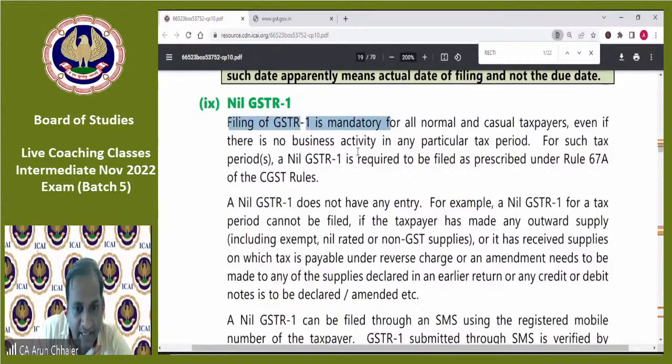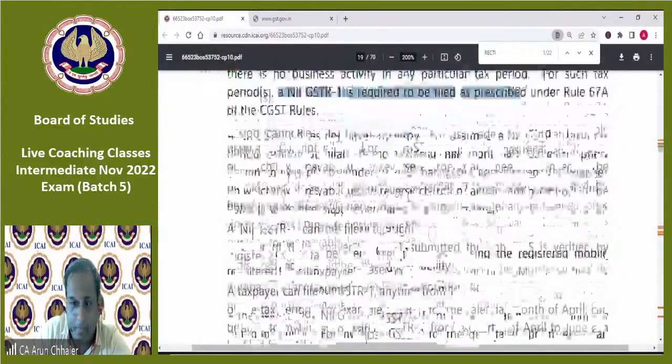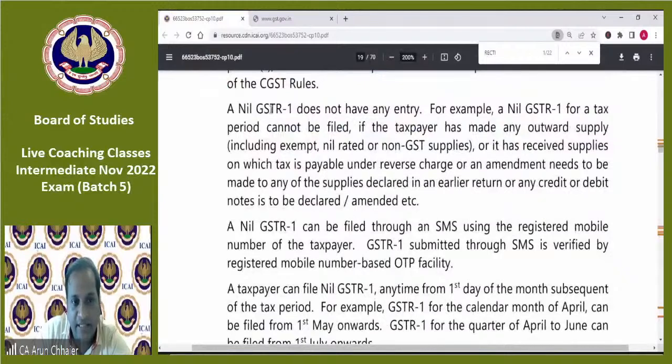Even if there is no transaction, no business activity, you need to furnish a return for such tax period. A nil GSTR1 is required, as prescribed in Rule 67.8. Nil GSTR1 does not have any entry. For example, I do not have any outward supply that is taxable.